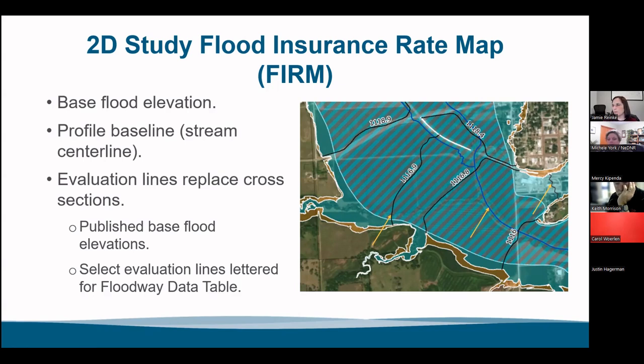So before, we were collecting that data only at the cross sections, and it was really easy to go into a 1D study and compare the results from the 1D study to the floodway data table to make sure everything was lining up. In a 2-dimensional study, to make those comparisons, you would be using the evaluation lines. However, there are pieces of that floodway data table that are certainly going to be a little bit more subjective, like your cross-sectional area is probably going to be a little dependent on who is doing that calculation. So that piece will be quite a bit different as we move into the 2D modeling world.